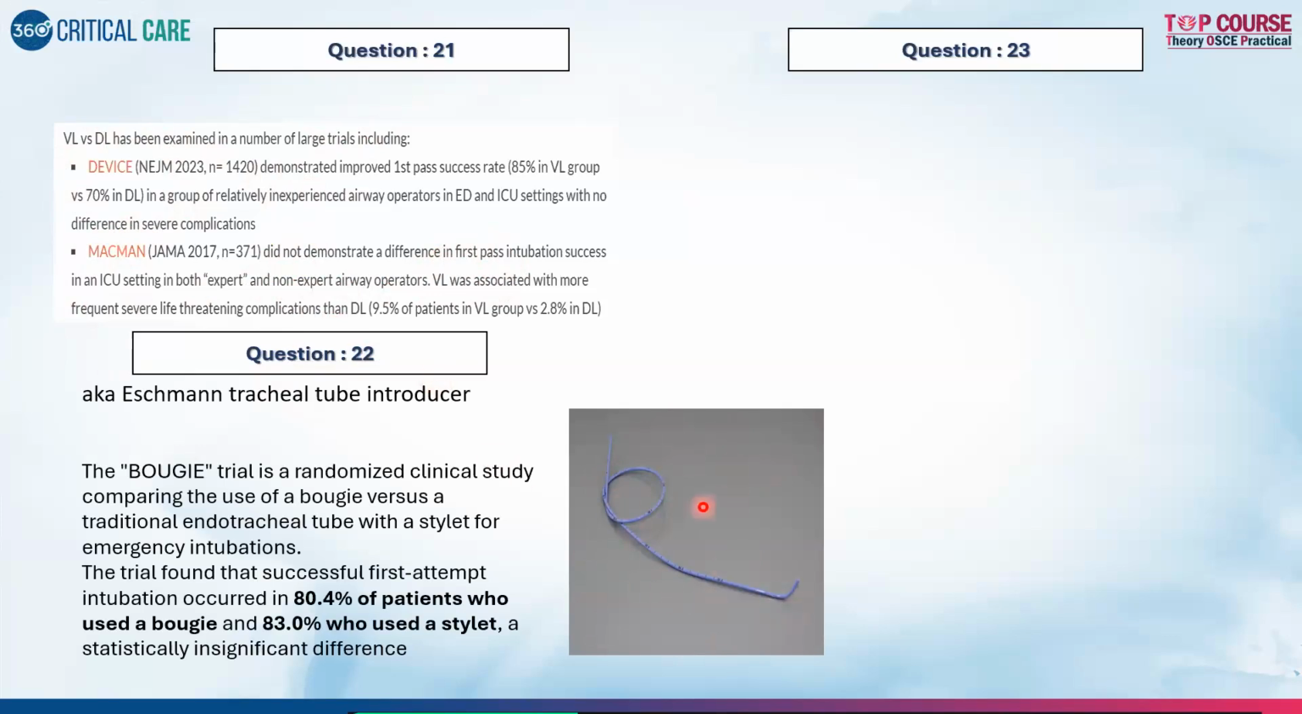Next is this bougie or the tracheal tube introducer, right? So the tracheal tube introducer, we need to know the uses. Okay, it helps as an airway adjunct in case of difficult airway situations. However, whether the use of a bougie or a stillet, the stillet trial or the bougie trial did not show any difference between a bougie versus a traditional stillet in case of emergency intubation with respect to first attempt intubation control. All right. And if we have to talk about the potential harm, we can injure major structures like the trachea.